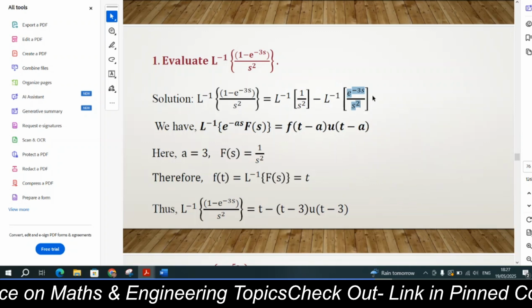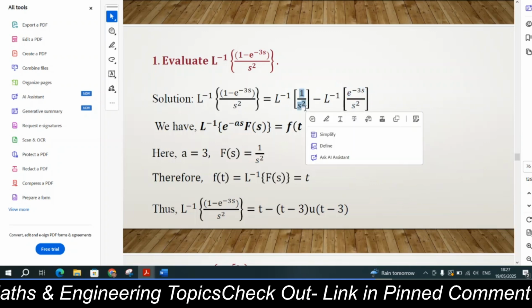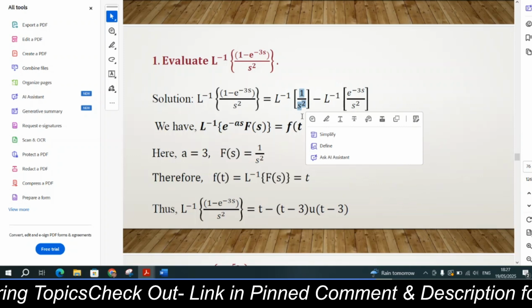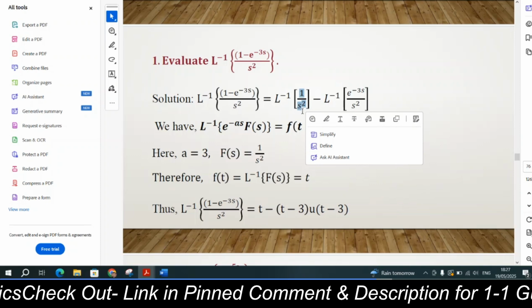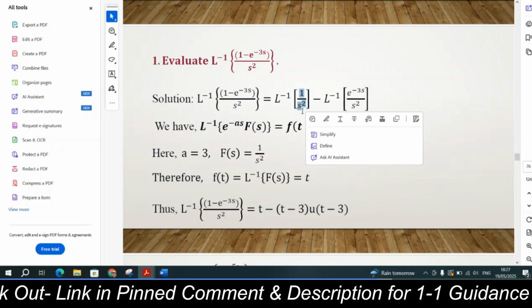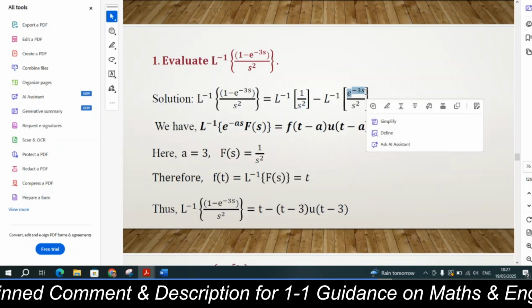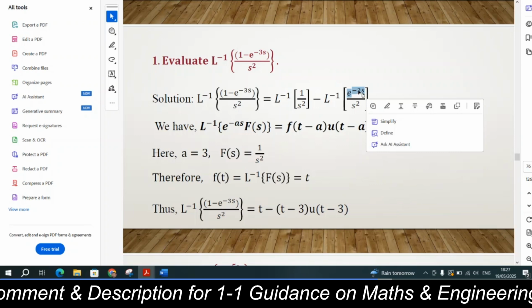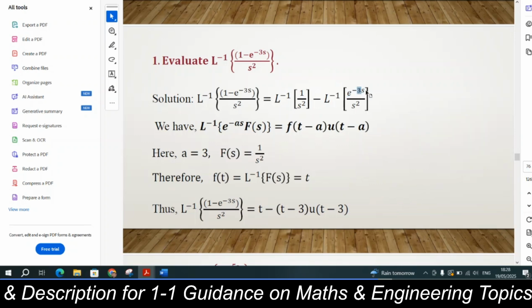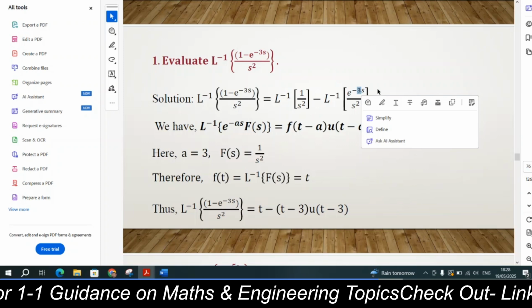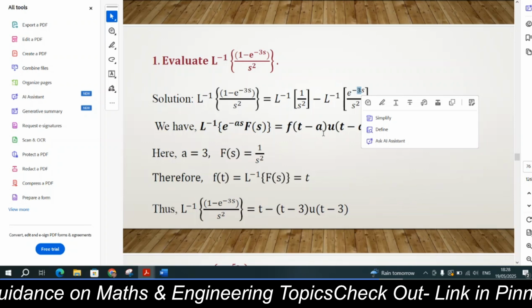So let's look at a solution. You have inverse Laplace of 1 minus e raised to minus 3s upon s square. It's a simple linearity again. You can just split it: 1 upon s square, with minus sign out, e raised to minus 3s upon s square. Over here, the first term is very straightforward. 1 upon s square, we know it is s raised to n. S raised to n is t raised to n minus 1 upon n minus 1 factorial. So this becomes t upon 1, basically t.